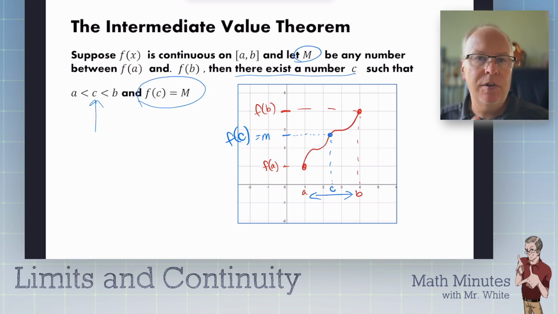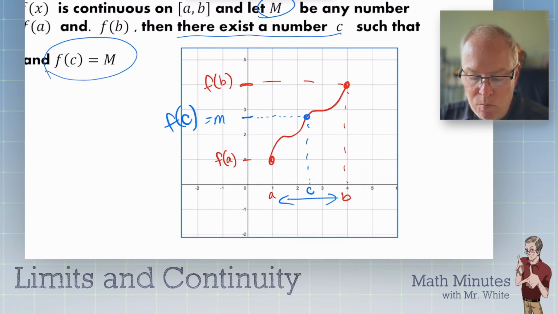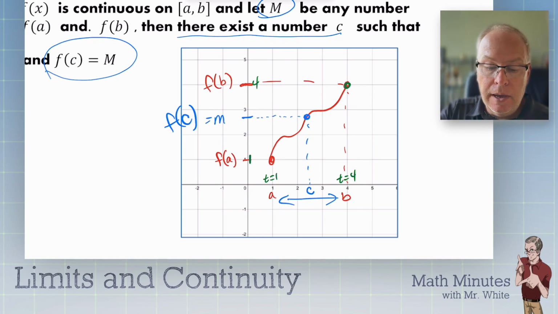Now, I love to explain this with velocity. So imagine that you are at time, let me change colors here so it stands out. I'm going to use the same graph here. So imagine that at time 1, you're walking, okay? You're walking 1 mile an hour. And then 4 minutes later, so t equals 4, you are now basically running or jogging 4 miles an hour. So this is a velocity graph. It's a speed graph. Okay, so let's talk about this.